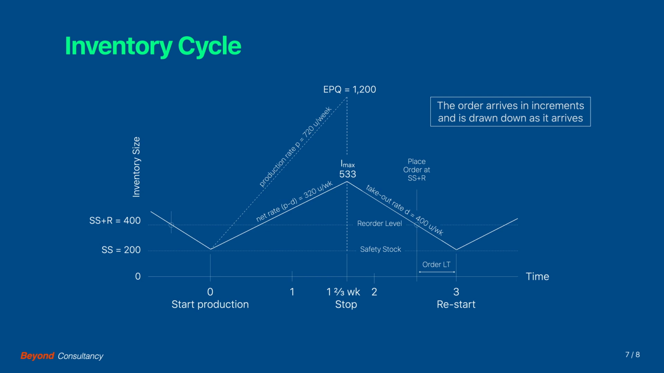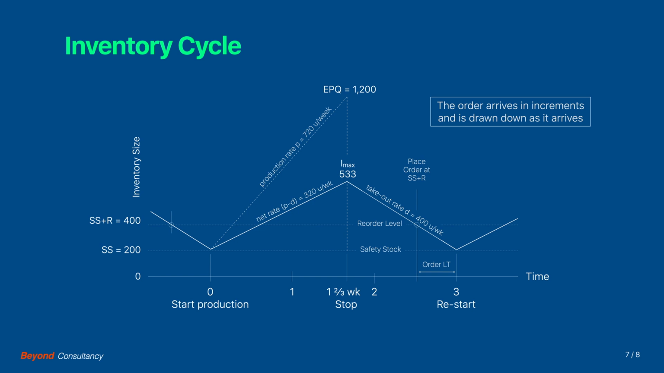At the start of the cycle, there are 200 units safety stock in the buffer. The total cycle is 3 weeks long. Production runs at the rate of 720 units per week during the first 1 2/3 of a week. In total, 1,200 EPQ units are produced, of which 400 units are withdrawn per week, leaving a net rate of increase of 320 units per week. In total, the buffer will have increased with 533 units, resulting in 733 inventory units in total.